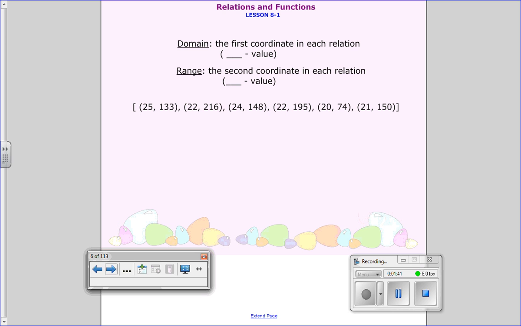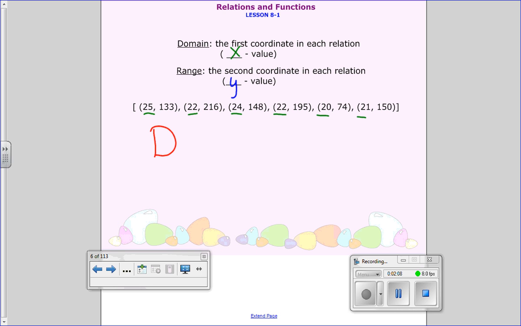Okay, so when we talk about a relation, it's made up of two different things, a domain and the range piece of information. The domain is the first coordinate in each relation, also known as the x value. So the first piece of information, which I'm underlining in green. While the range is the second coordinate, which is y. So in some of these situations, they're going to ask you to tell the domain and range.